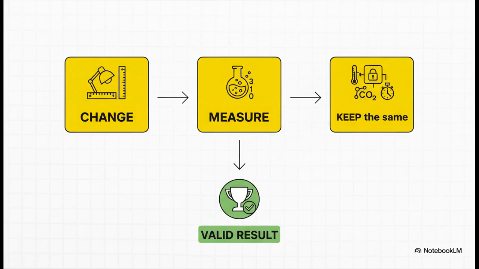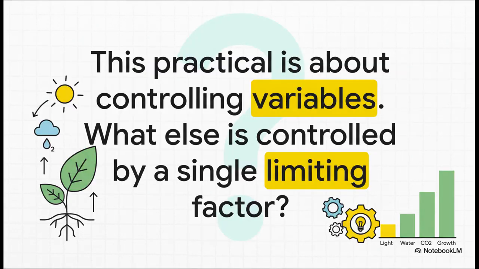So the crucial point is this. It's the absolute heart of all good science, and it's what this practical is all about. For your results to be valid, you have to change one thing, your independent variable, measure the effect on your dependent variable, and keep every other possible control variable exactly the same. And that's it. That's your complete guide to the photosynthesis practical.